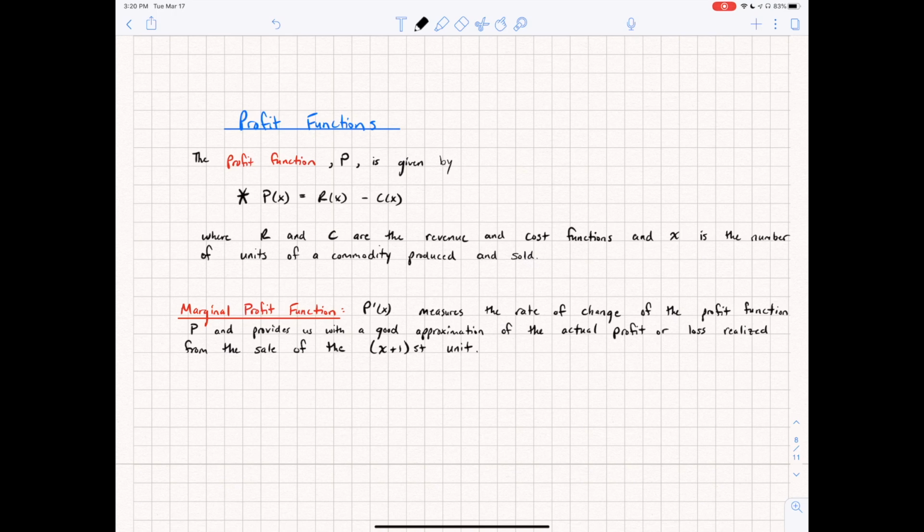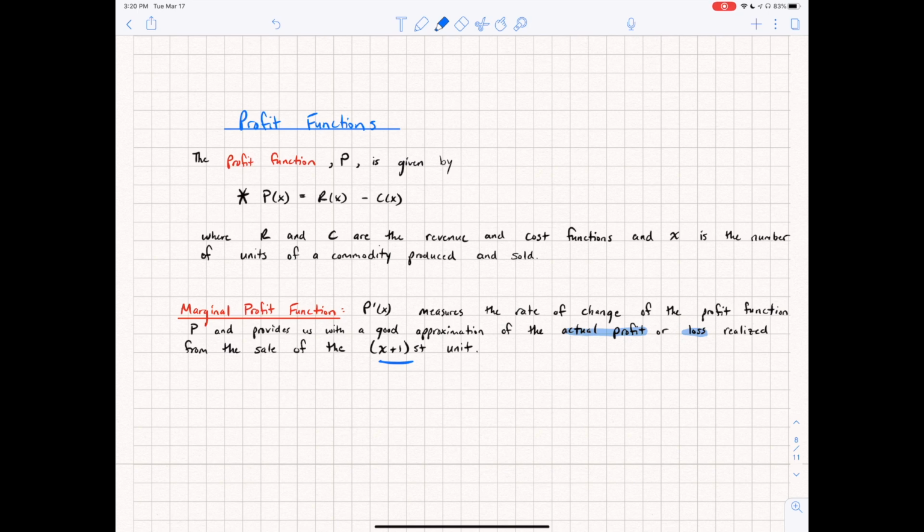And so then if I want to start looking at this profit as a function, then we can also start looking at it in terms of, if I'm producing X amount of items, what kind of profit would I get if I was to produce the next one? So you see at the end of this marginal profit definition, the X plus 1st unit, and specifically focusing on the actual profit or loss realized from going this one extra step. And so that's what the marginal profit function tells me, is it's allowing me to look at how the profit is changing as I increase to the next item being created and sold.